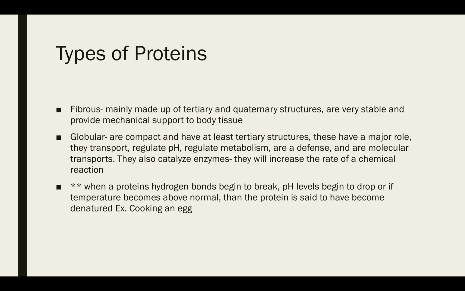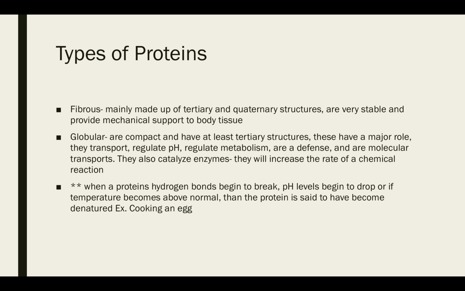Now into the types of proteins. We'll start with fibrous, which is mainly made up of tertiary and quaternary structures. These are very stable and provide mechanical support to body tissue. Now into globular, which are compact and have at least tertiary structures. These have a major role because they do a lot. They transport, they regulate pH, they regulate metabolism, they're a defense, and are molecular transport. Most importantly, they catalyze enzymes, and enzymes will increase the rate of a chemical reaction.